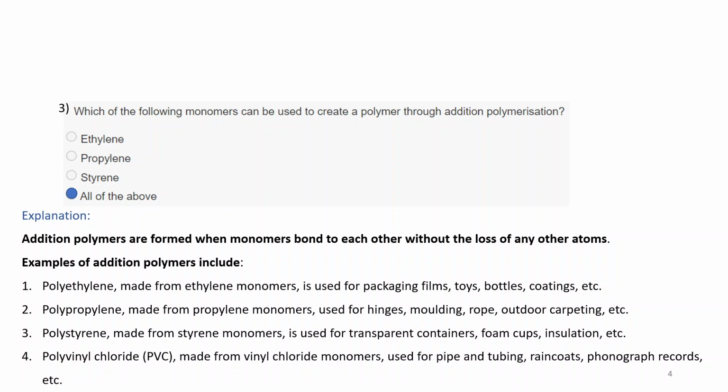The examples of addition polymers include polyethylene, which is made from ethylene monomers and is used for packaging films, toys, bottles, coatings, etc. Polypropylene is made from propylene monomers and is used for hinges, molding, rope, outdoor carpeting, etc. Polystyrene is made from styrene monomers and is used for transparent containers, foam cups, insulation, etc. Polyvinyl chloride is made from vinyl chloride monomers and is used for pipe and tubing, raincoats, phonograph records, etc.